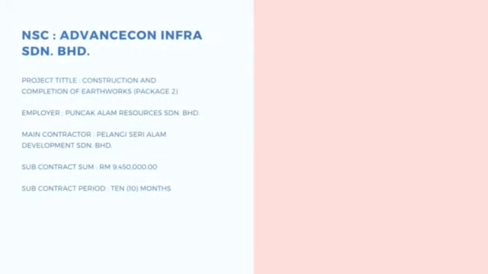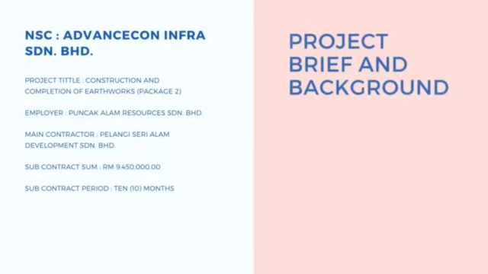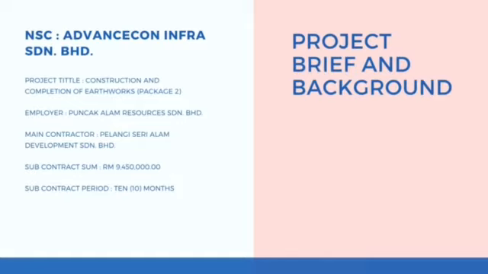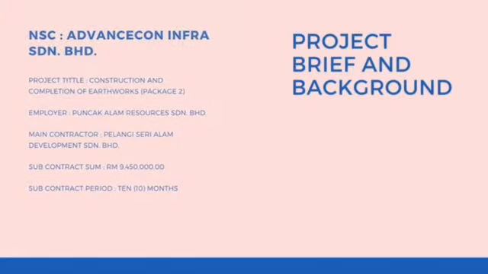Next, I will brief you about our project background. Our nominated subcontractor is Advanced Infra Sendirian Berhad. It's nominated by Puncak Alam Resources Sendirian Berhad as an employer and Pelangi Seri Alam Development as our main contractor for this project called Construction and Completion of Earthworks Package 2. The contract sum is in Ringgit Malaysia 9,450,000 only and the subcontract period is for 10 months.